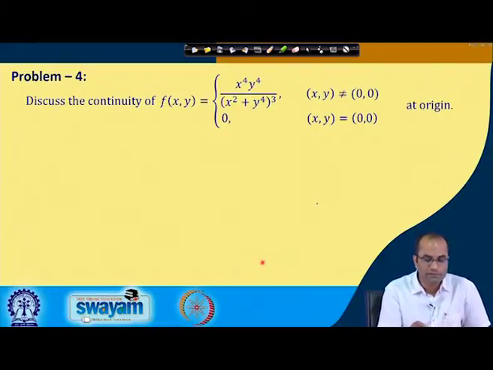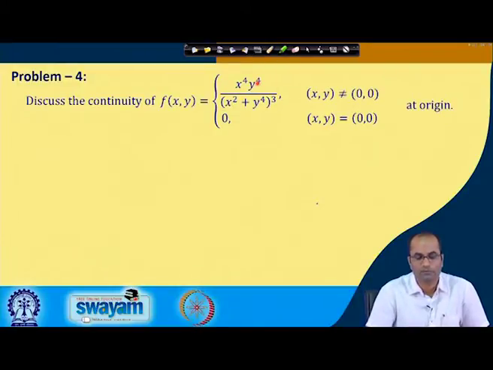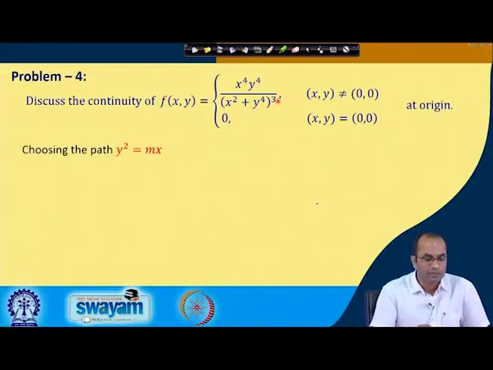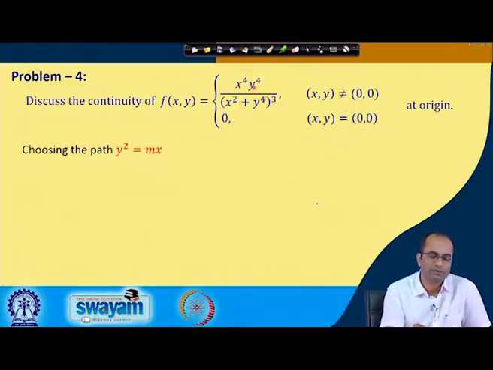Another example, we will discuss the continuity of this function again at the origin. So, we have x power 4 y power 4 over (x square plus y power 4) whole cube. Now in this case we will choose the special path y square is equal to m x, because y is equal to m x will not be helpful, we have a different order here.